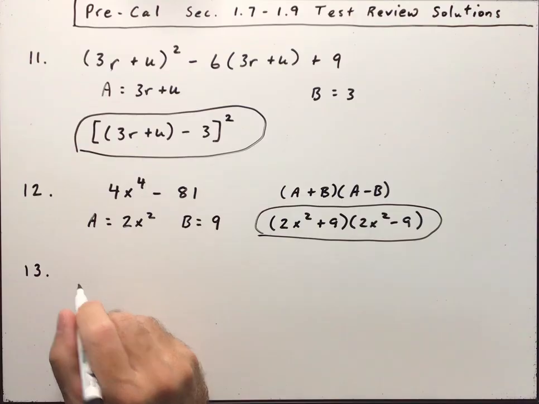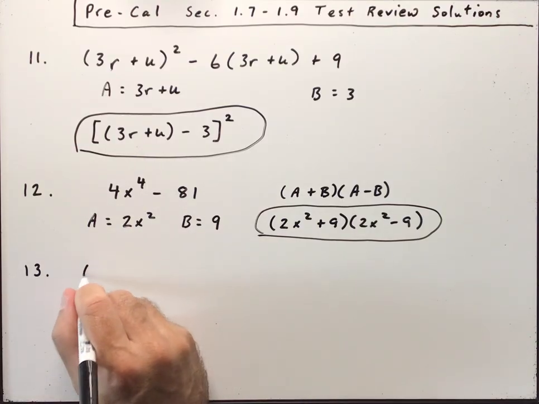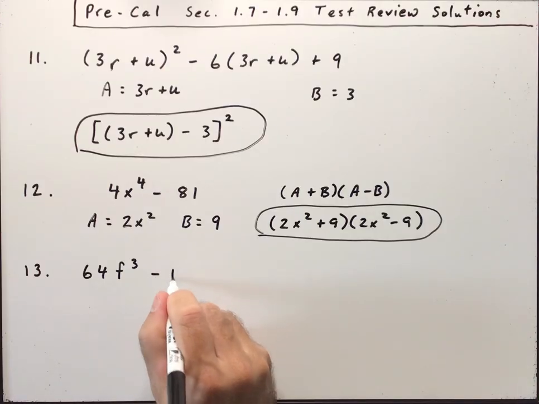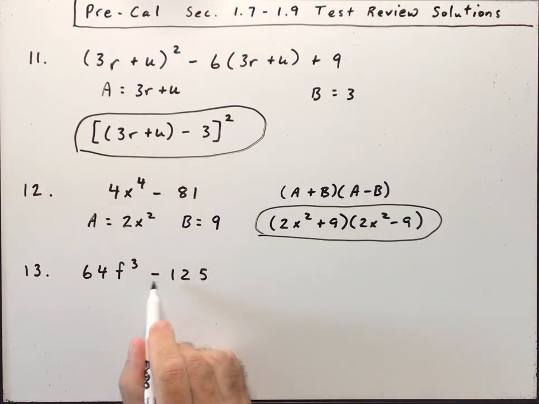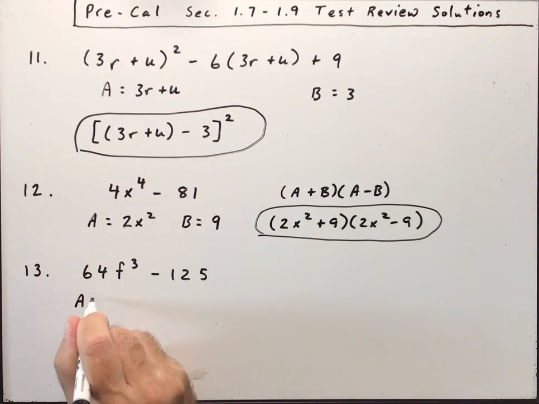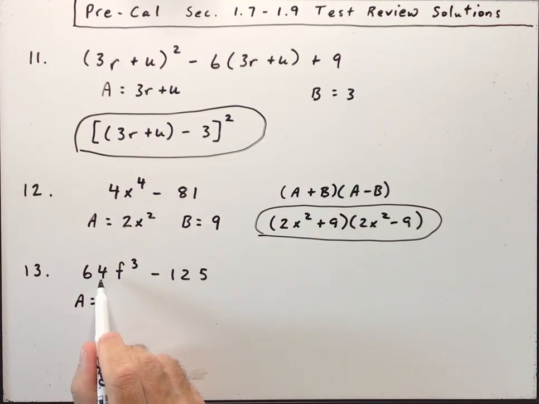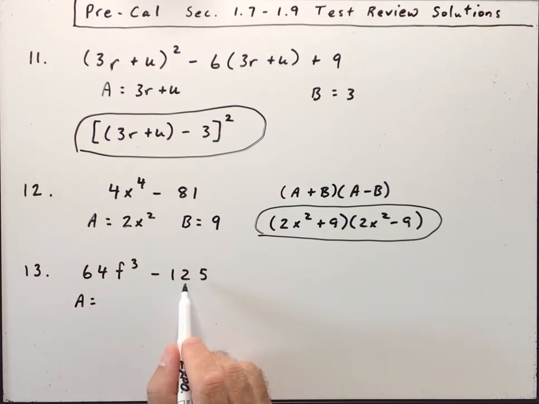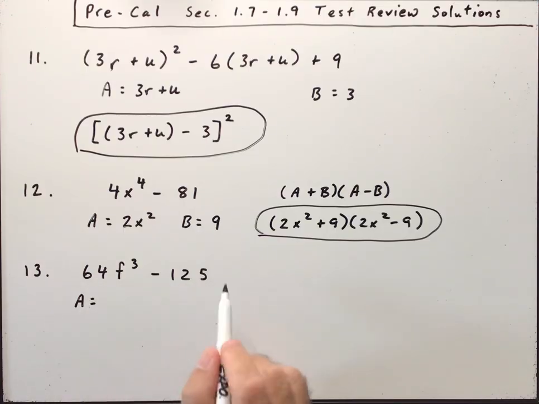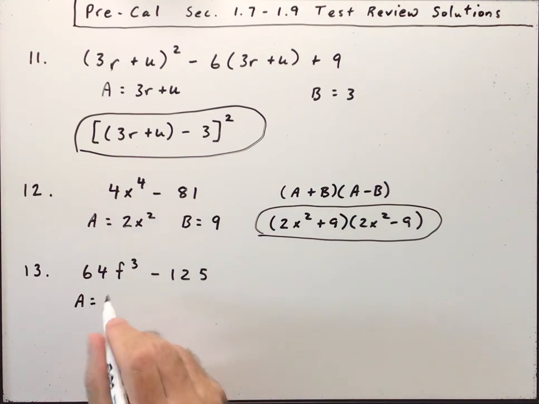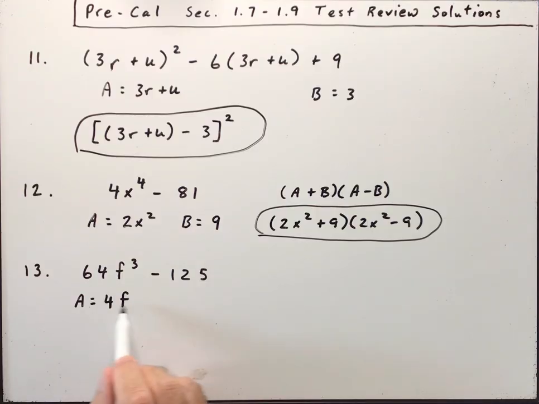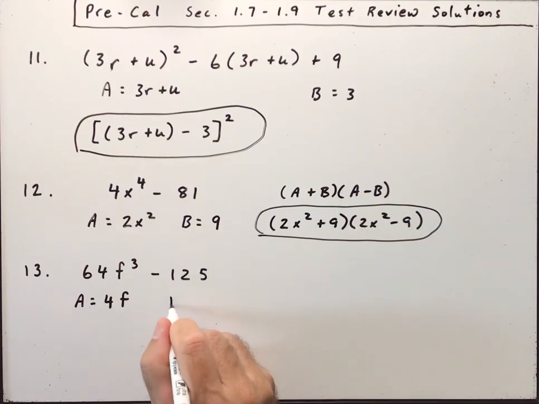All right, how about number 13, 64f cubed minus 125. Well, this is the difference of two perfect cubes. So if you're not sure if 64 or 125 is, just in your calculator raise those two numbers to the 1/3 power, and you should come out with a whole number. So 64 would be just 4, and then f cubed is going to be f. So if you cube that quantity, it's going to be 64f cubed, and then b is 5.